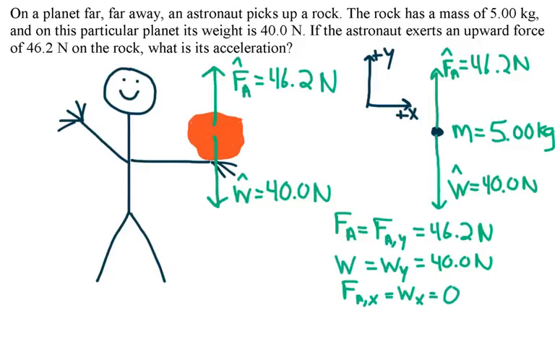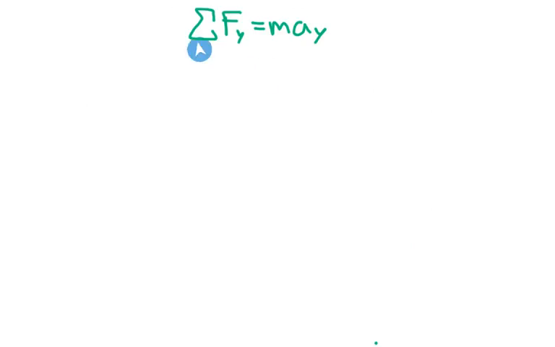Now, step number 5 says we need to apply Newton's second law to each coordinate direction. Now what does that mean? Well, that means that you need to go to your equations of motion summary and look at Newton's second law and grab the equation that's most appropriate for this case. Since the forces in this case are only in the y direction, it only makes sense to use the y component equation, which I have written on the second slide. So we have the sum of all the forces in the y direction is equal to the mass times the acceleration in the y direction.